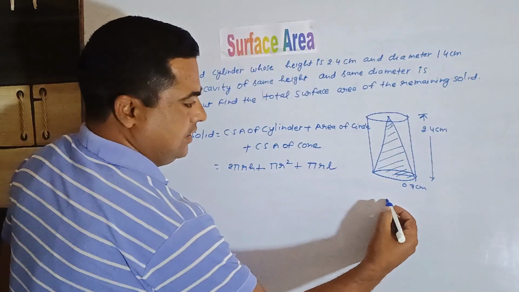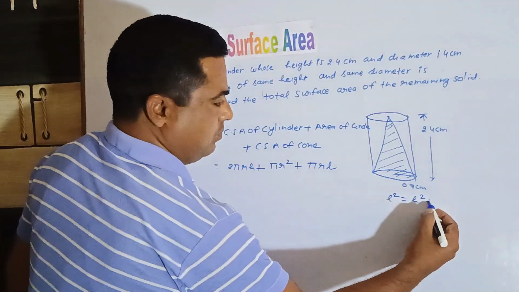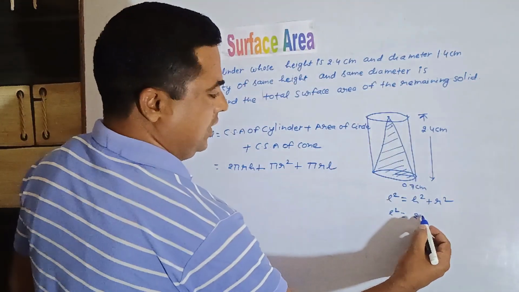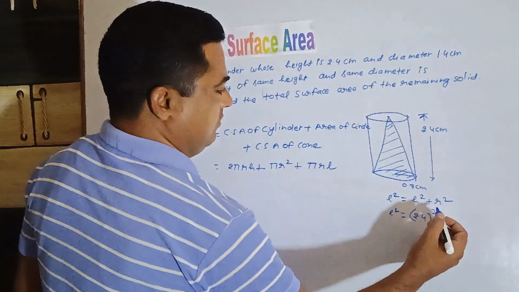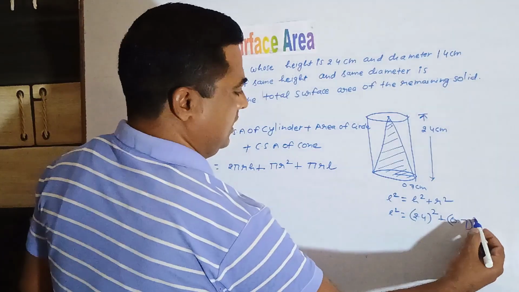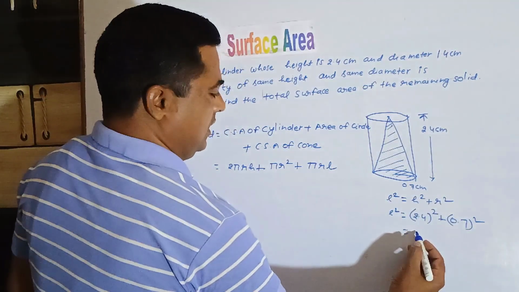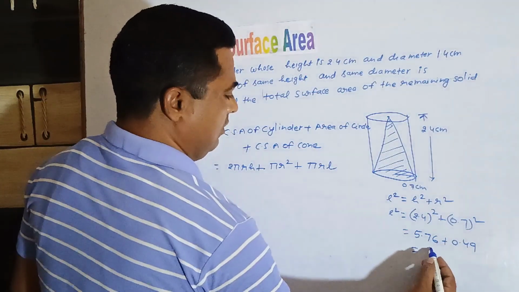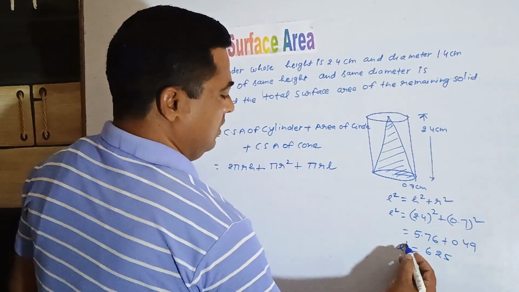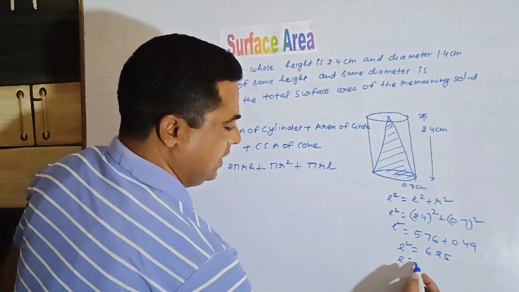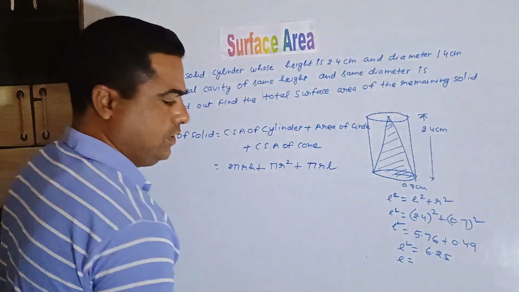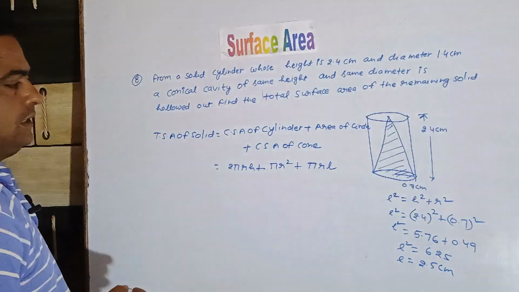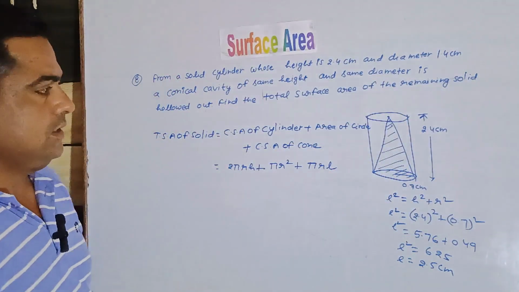Correct? So we will write here L square equals H square plus R square. So L square equals the value of H, this is 2.4 whole square, plus the value of R, this is 0.7 whole square. After solving this part, we will get here 5.76 plus 0.49. So this will be 6.25. Finding the square root of 6.25, this will be 2.5 centimeter. It means the slant height of the cone will be 2.5 centimeter.